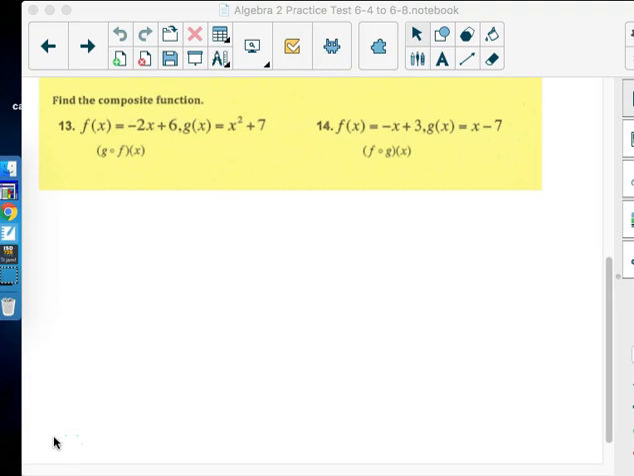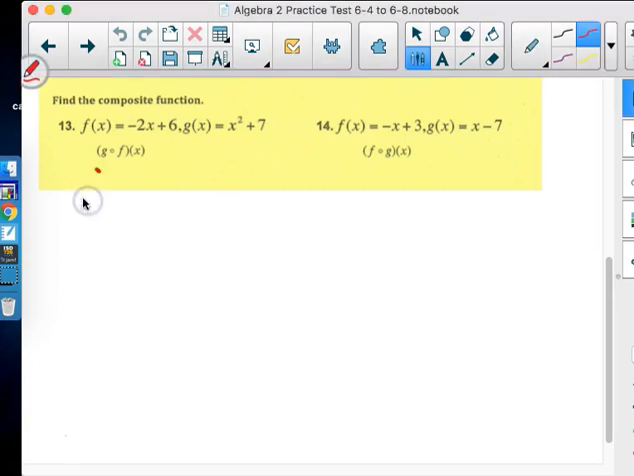But I think when we're talking about composites, because that was within the last week and a half, that might not be so bad. So this says find the composite function for f of x equals negative 2x plus 6 and g of x equals x squared plus 7. And they want us to find g of f of x.